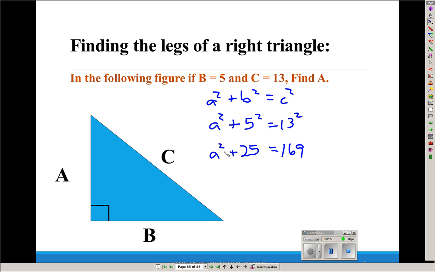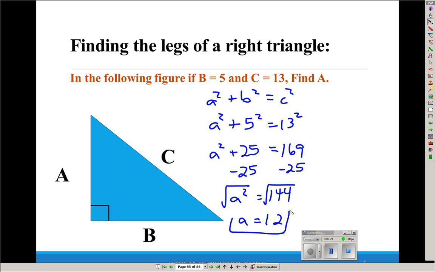And when you're looking for one of the legs, you're going to have to do this move here. Since the 25 is over here with A squared, we'll subtract it from each side to move it over to the other side. A squared is now 144. Square root each side, and A is 12. Notice C, the hypotenuse, is still the biggest side. 13 is the biggest side. We were looking for one of the legs.